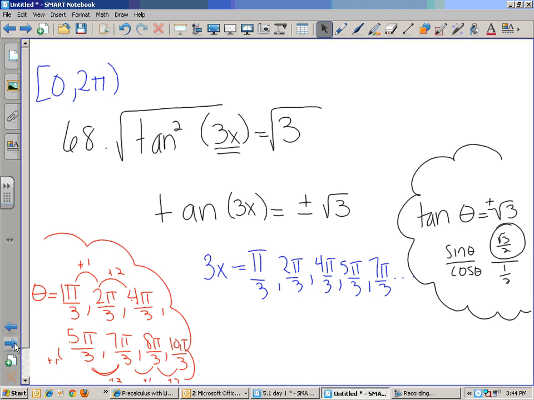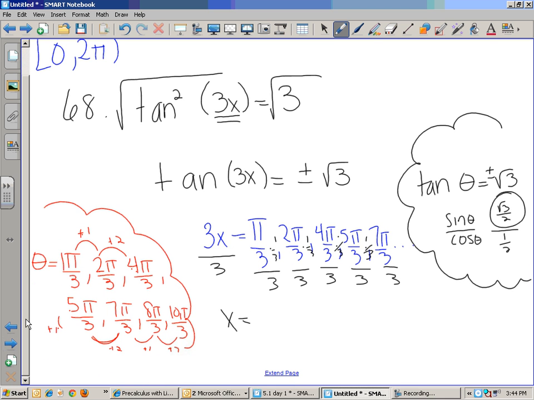Because what's going to happen is I'm now going to come over here and I'm going to divide everything by 3. And remember, when we divide fractions, we flip and multiply. Okay? So x equals, my final answer, just like Algebra 1, x equals pi over 9, 2 pi over 9, 4 pi over 9, 5 pi over 9, 7 pi over 9.